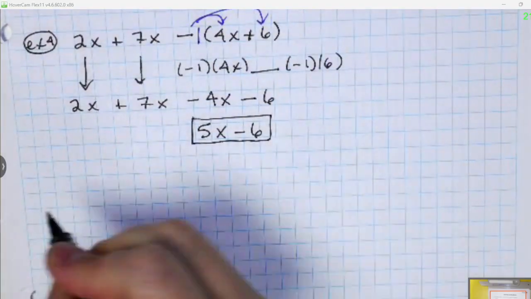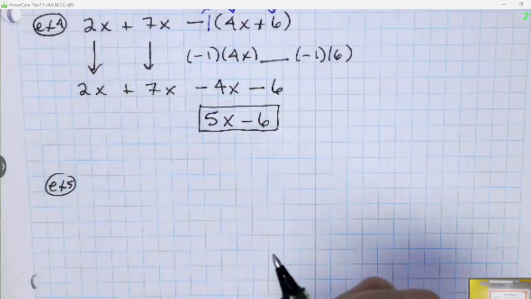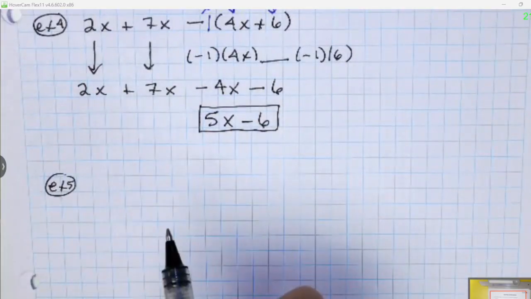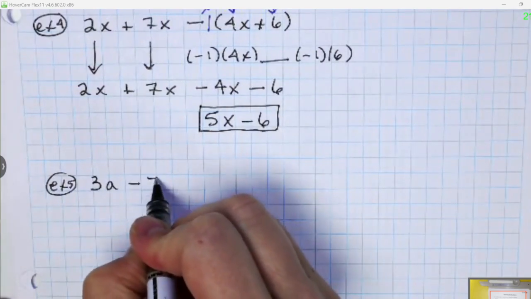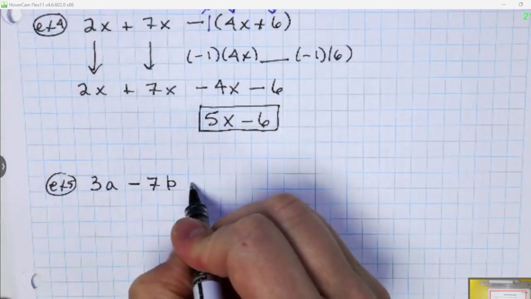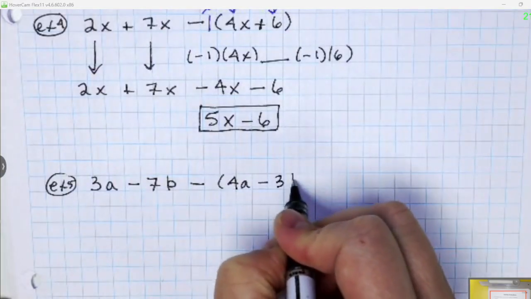All right, last problem. These two, by the way, are right off your homework. So you'll see these again. 3a minus 7b minus, in parentheses, 4a minus 3b.